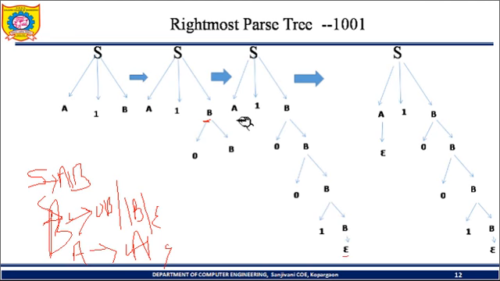Now one variable is left. Here you can see every time we have picked up the rightmost variable, and finally we have replaced that A with epsilon, and it is going to generate the string 1001. This is nothing but the rightmost parse tree to generate the given string.